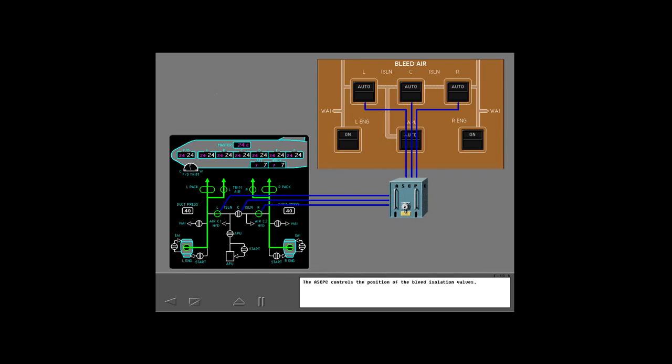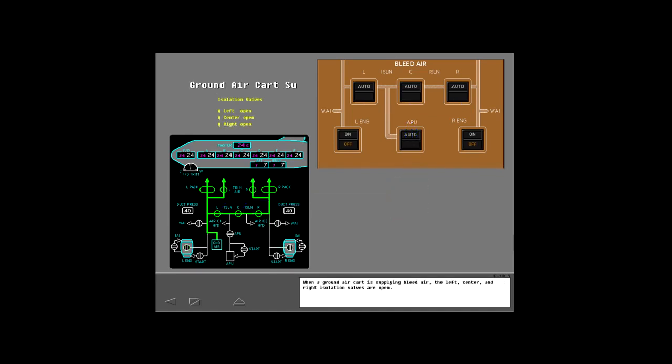The ASCPC controls the position of the bleed isolation valves. Next, take a look at several situations where the bleed isolation valves are controlled automatically. When a ground air cart is supplying bleed air, the left, center, and right isolation valves are open. If the APU is supplying bleed air with the engines off, all three isolation valves are open.